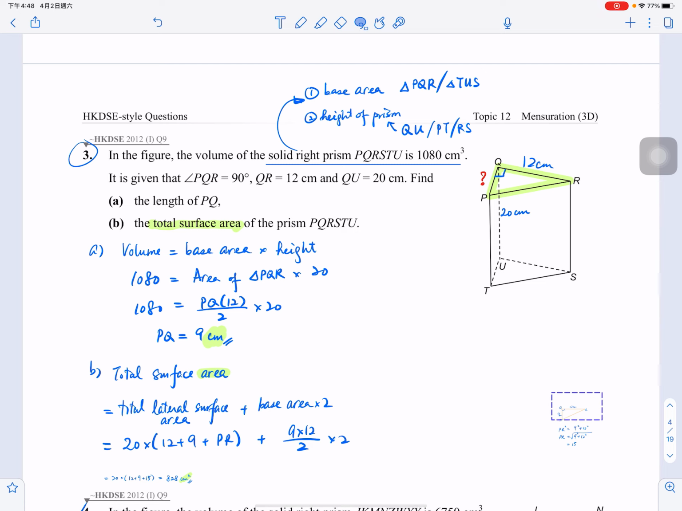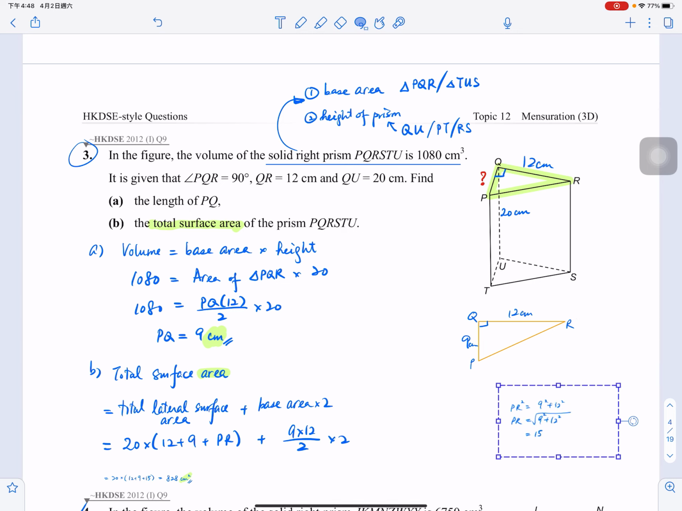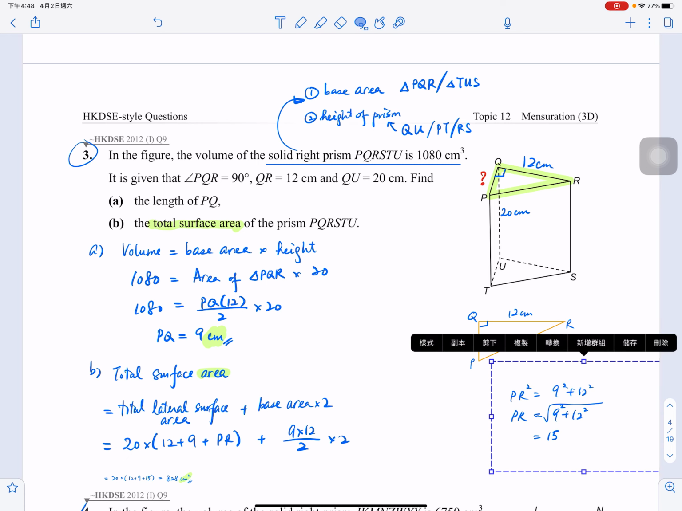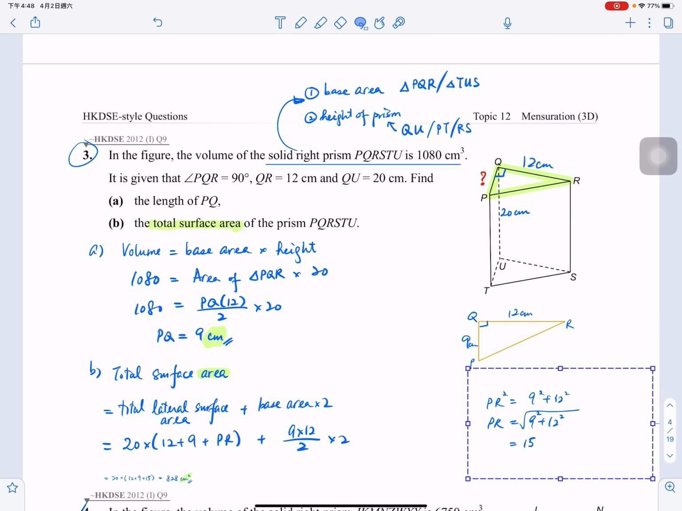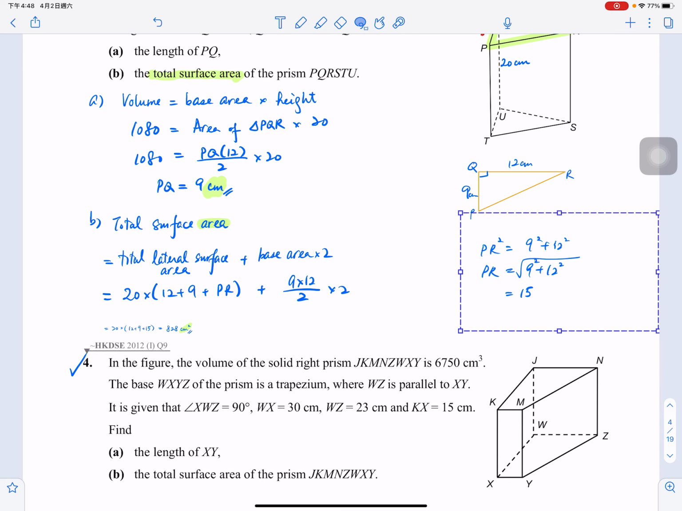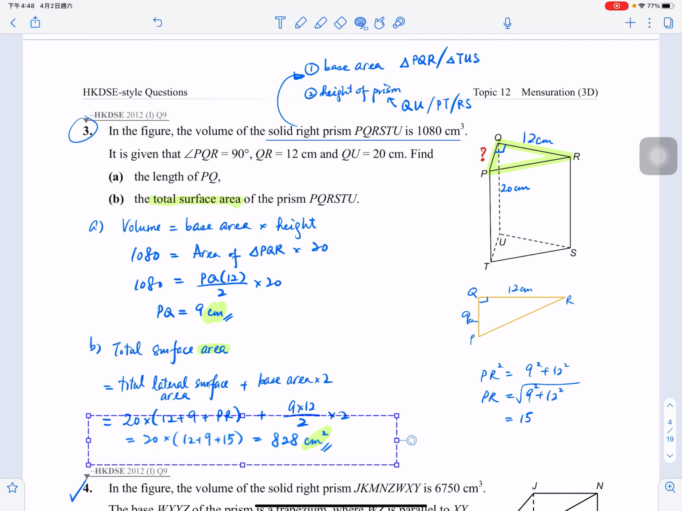So we use this triangle. PQ 9 cm, QR 12 cm, and we can find PR, right? So PR, not difficult for you to find. Let's see. PR squared equals 9 squared plus 12 squared, so PR is 15. So at the end, not difficult.